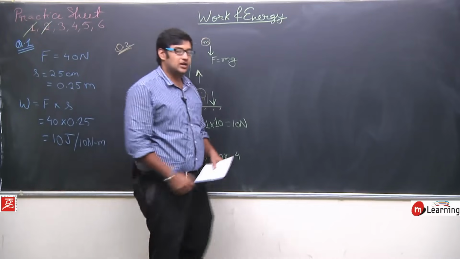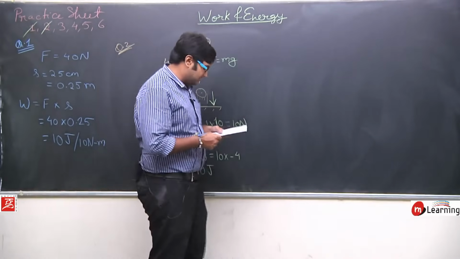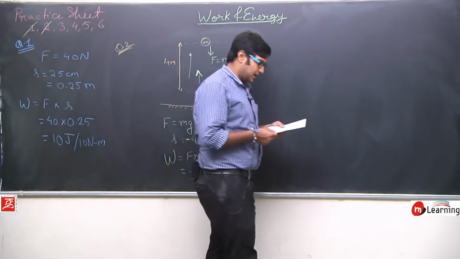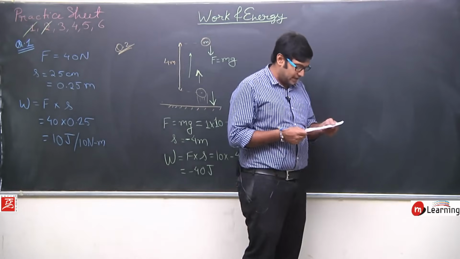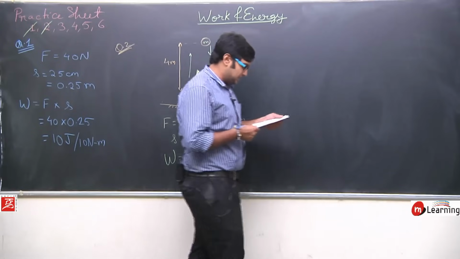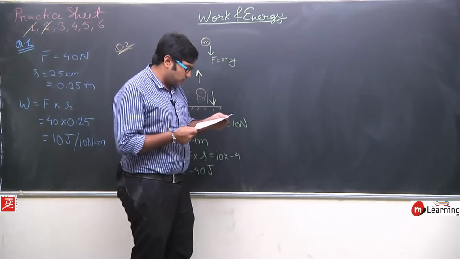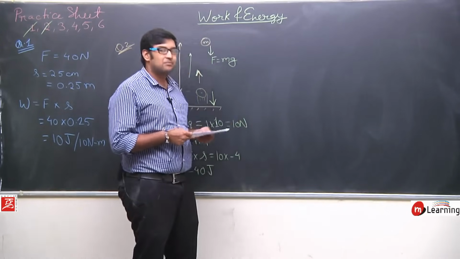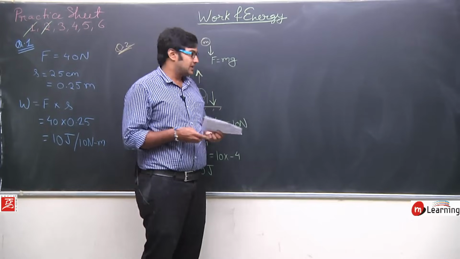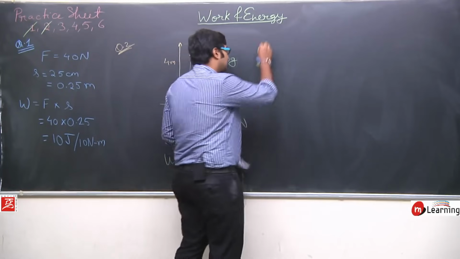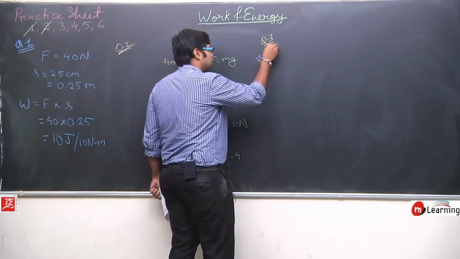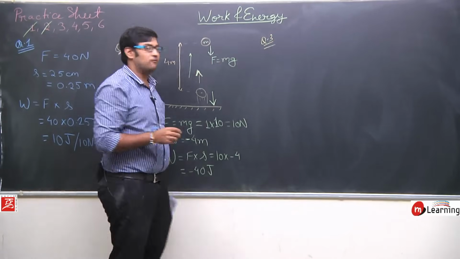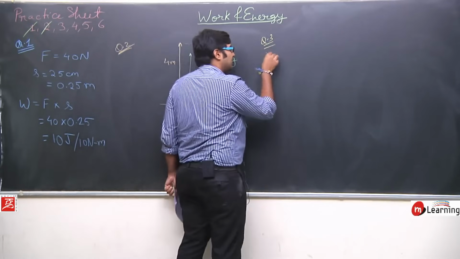Okay, let's move to the third one. Question number 3 says, find the amount of work done by a man who carries n bricks of m kg each to the roof of a house h meters high by climbing a ladder. It says that there is a man who carries n bricks of m kg each.